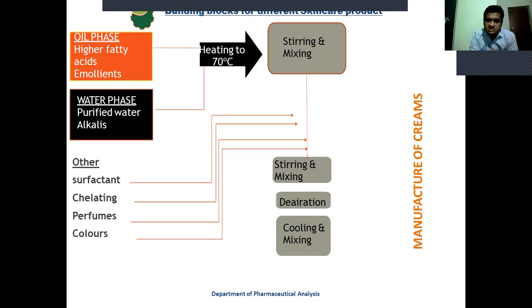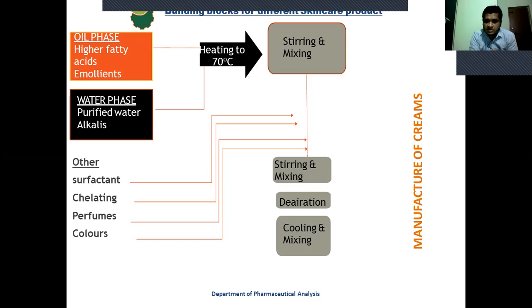Now after adding all this, suppose the surfactant, chelating agents, color, preservative, perfume, you have to mix continuously, because all the ingredients should be properly mixed with that semi solid form. Whatever we have already prepared with the oil phase and water phase, that semi solid form is there. With that, all the ingredients have to be mixed properly, so you have to mix continuously.